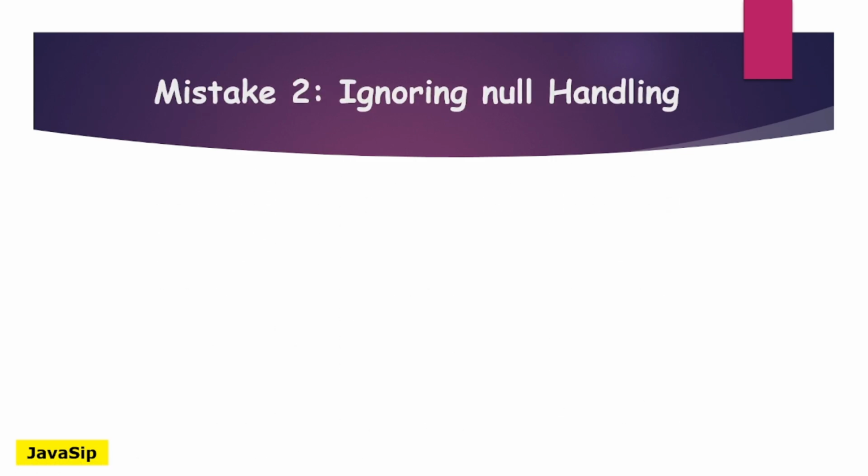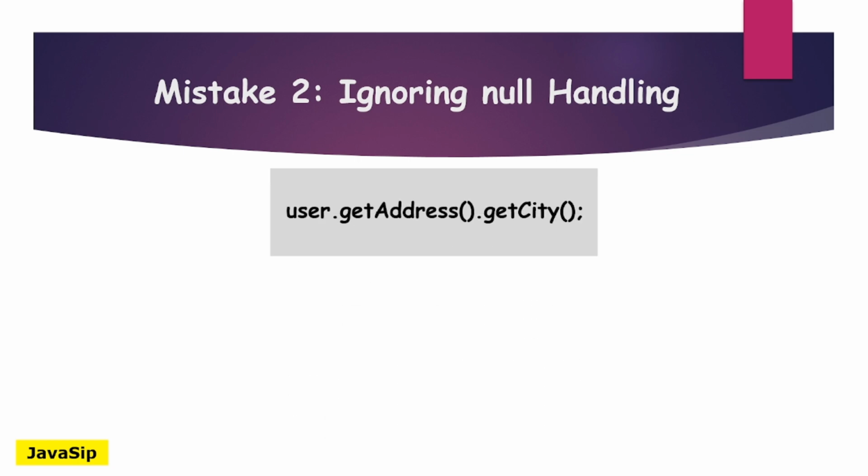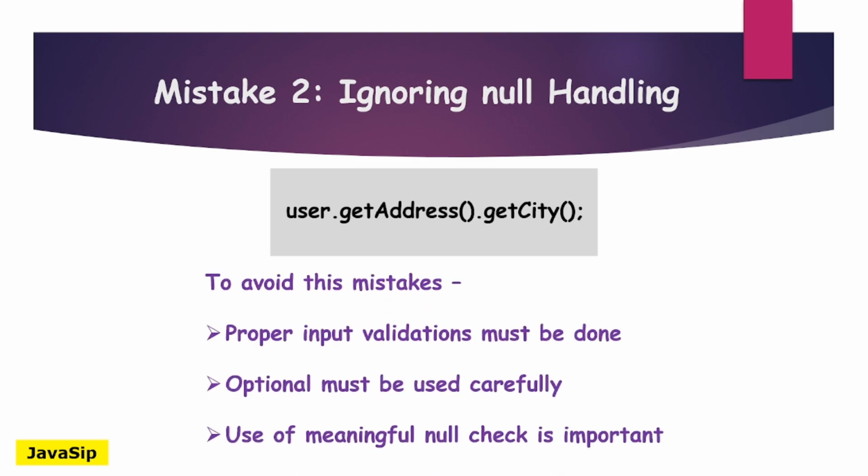Another very common mistake is assuming something will never be null. In this example, everything will work fine until user or address or city is null. In production systems, data is never perfect, so anything can happen and you will get a NullPointerException. So it is very necessary to do proper input validation. Optional must be used carefully and code must have meaningful null checks.